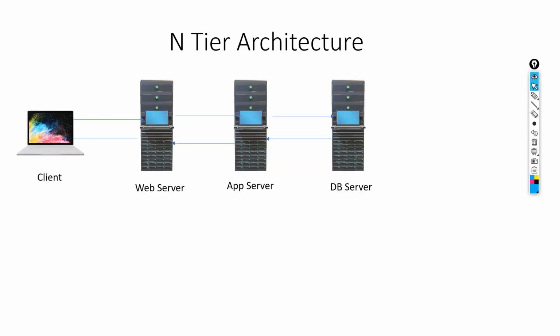So here in this entire architecture, we have a client, a web server, and an app server. App server is nothing but the application server. And we have a database server. What happens is generally a request will start from the client and go to the web server, and from the web server the request will further go to the app server, and then to the DB server. In the same way, the response will come back.